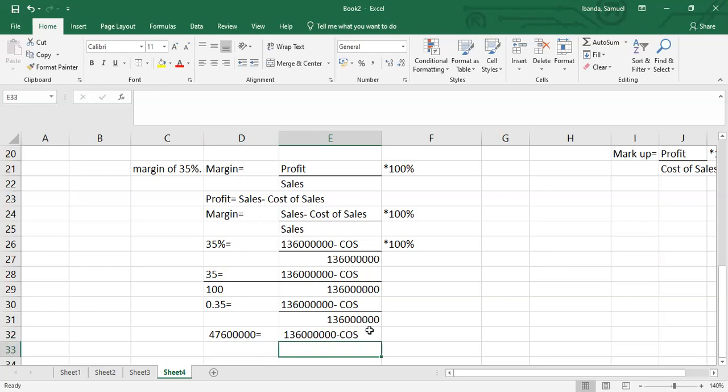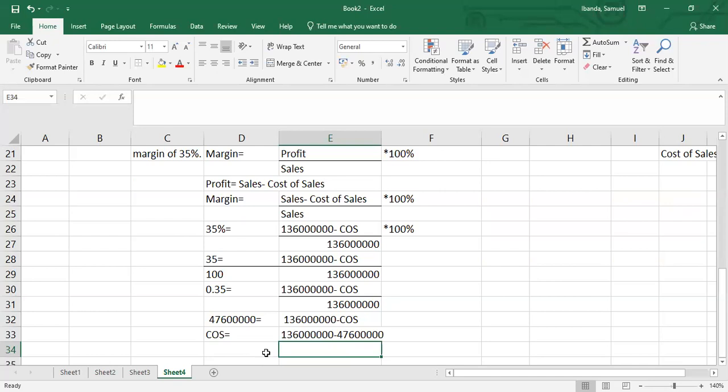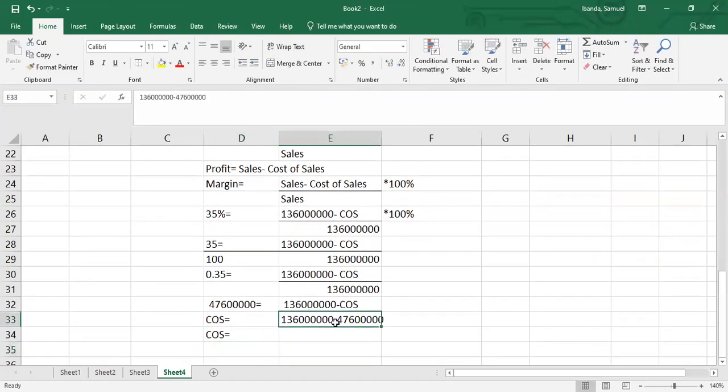So once I have this, I'll take cost this side and bring the 47.6 this other side. Okay, so my cost of sales figure will now equal 136 million minus 47,600,000. And definitely my answer will just be equal sign this one, will be 88,400,000. Okay, I hope you're following.